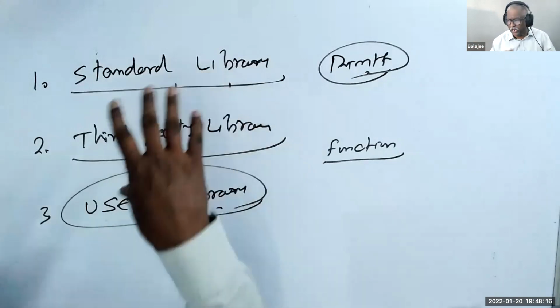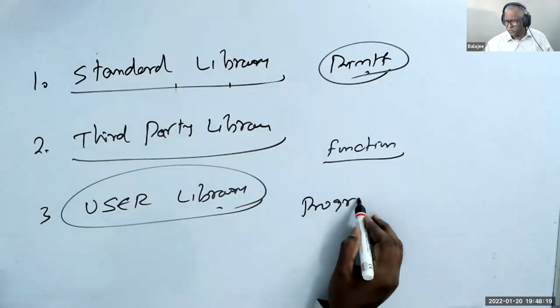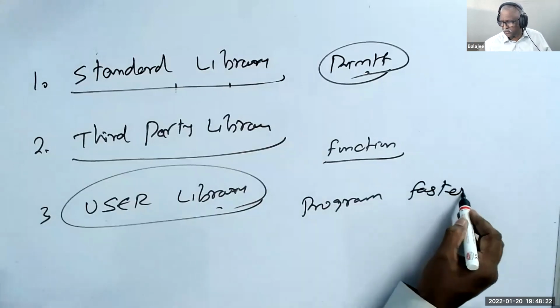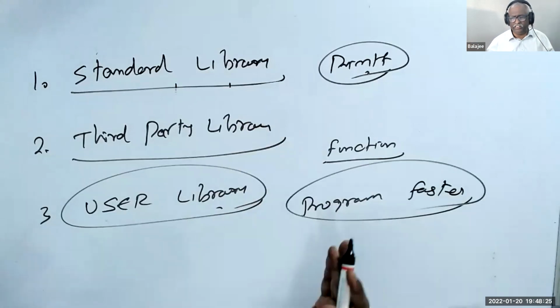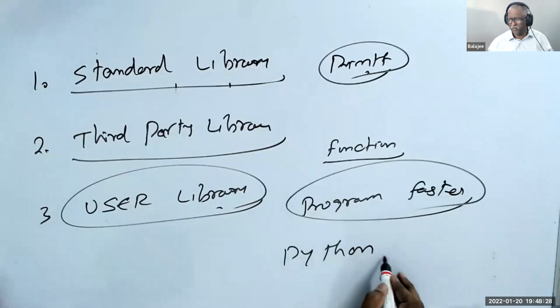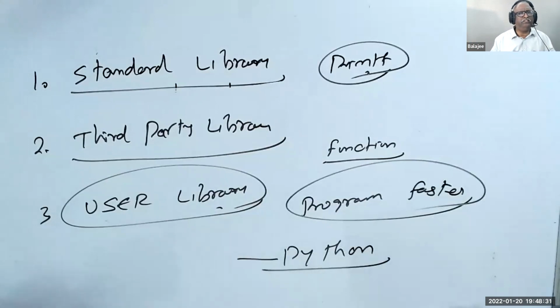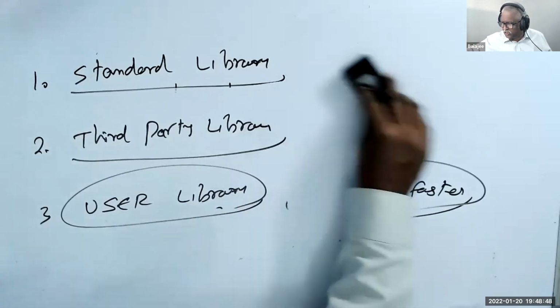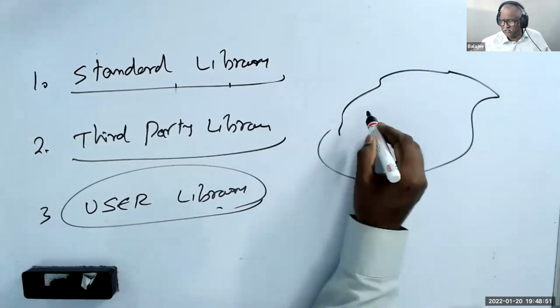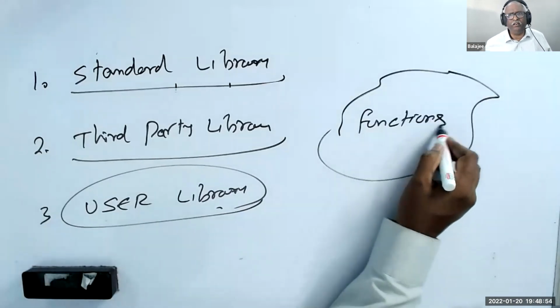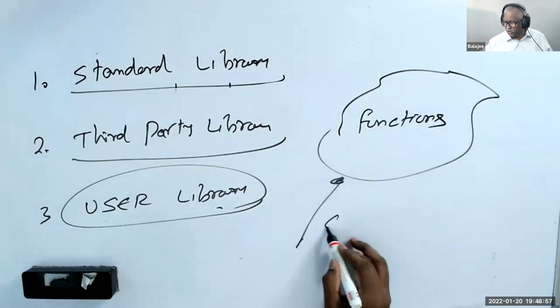The functions make you write a program faster. That's the best advantage of Python. Python has thousands and thousands of functions, built-in functions. They made it as a community product, and lots of functions are readily available. But the thing is, you have a big treasure there. That's called functions. But to go there, you should have a coding skill.